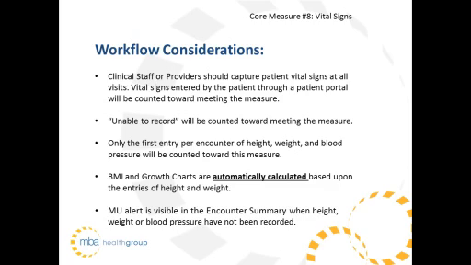Second, unable to record has been added as a selection for recording vitals and will be counted towards the measure. Third, only the first entry per encounter of height, weight, and blood pressure will be counted toward this measure. So if you take multiple blood pressures, only the first one will count. Fourth, the BMI and growth charts are automatically calculated and thus only need to be reviewed by the provider. And finally, meaningful use alerts will appear in the encounter summary when the vitals have not been recorded in the system.